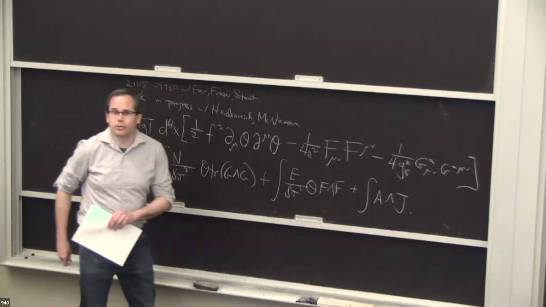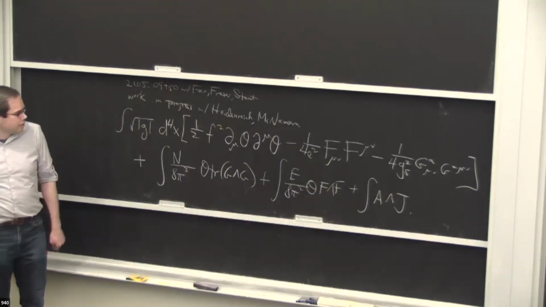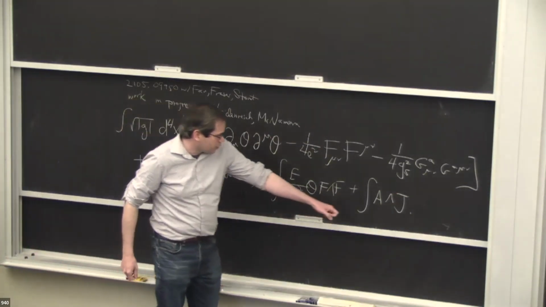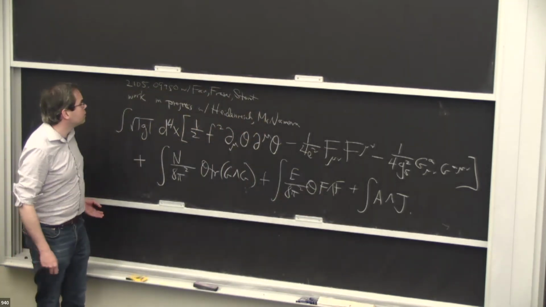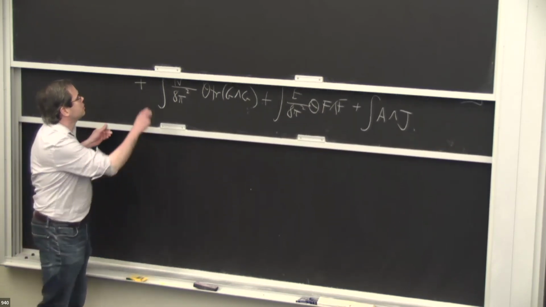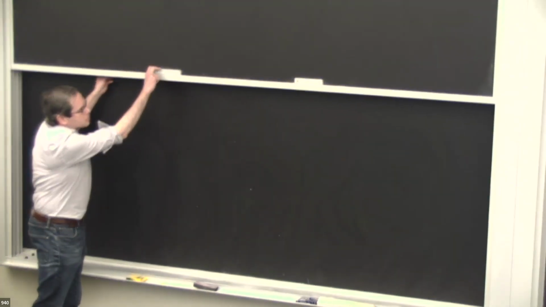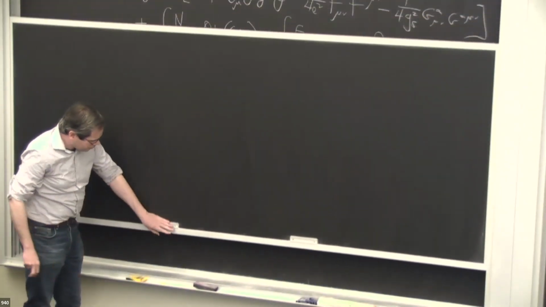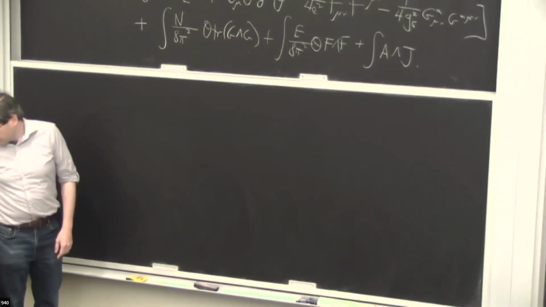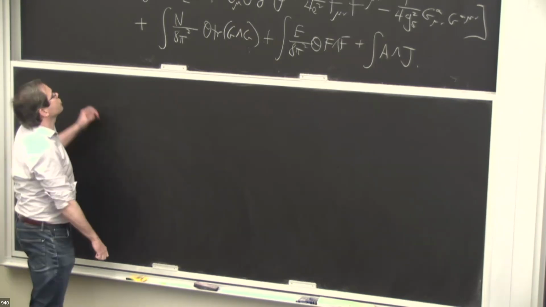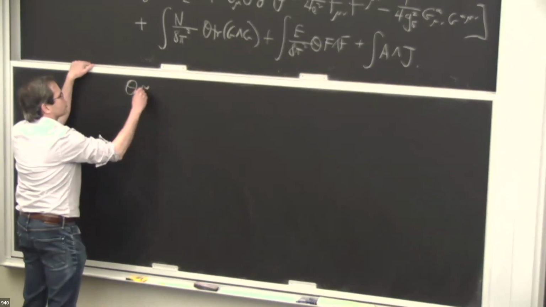We have some topological coupling of the axion to the photons, and we have the coupling of photons to some electromagnetic current. And I am normalizing my fields in some particular way. So let me tell you how I'm normalizing my fields.